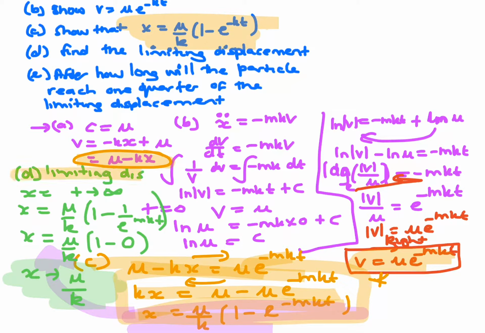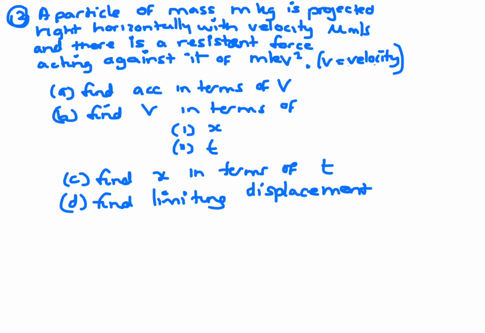And then to get the limiting displacement, you make the time go to infinity, and if you make the time go to infinity, the 1 over e to the kt, the bottom gets bigger and bigger, so 1 over that will go towards 0. So then you just end up with u on k times 1. So that means the limiting displacement would just be u on k. And that's the limit of your displacement.